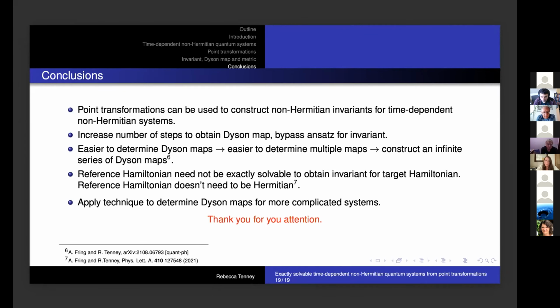Now it would be very good to apply this to more complicated systems, which we have started doing, and the approach still holds up well and is straightforward to carry out. But after all that, thank you for your attention, and I'd like to answer any questions.